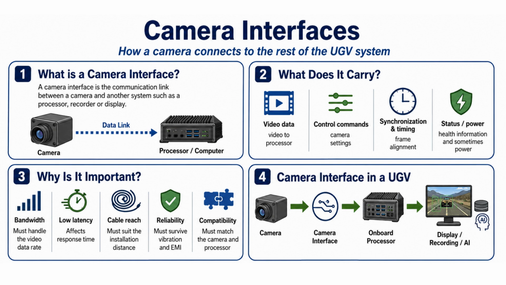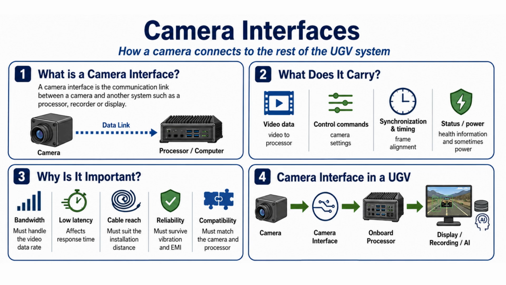Now let's understand camera interfaces. A camera interface is the communication link between the camera and the rest of the vehicle system. It connects the camera to an onboard processor, recorder, or display. This connection carries more than just video. It may also transfer camera control commands, synchronization and timing information, health status, and sometimes electrical power.